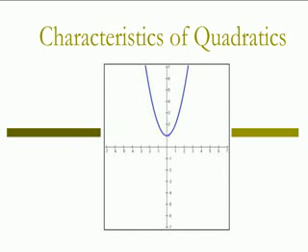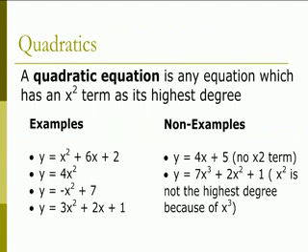This lesson is going to be over the characteristics of quadratics. Well, first of all, what are quadratics? A quadratic equation is any equation which has an x squared term as its highest degree. That means that has to be the highest degree term in the problem. So let's look at some examples and some non-examples so we can see what we're talking about.